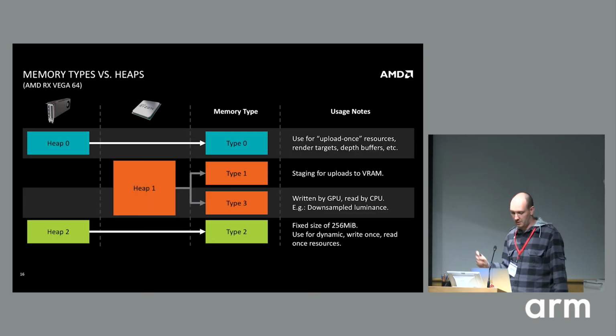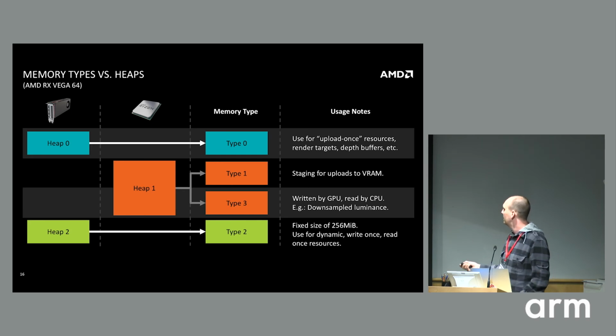Okay, so back to our heap type map that we had to begin with. I've now added these usage notes. Hopefully, as I was going through that, you were thinking about your applications and your games and thinking, well, yes, I would use that type for this and this type for this. But I've added some notes here.